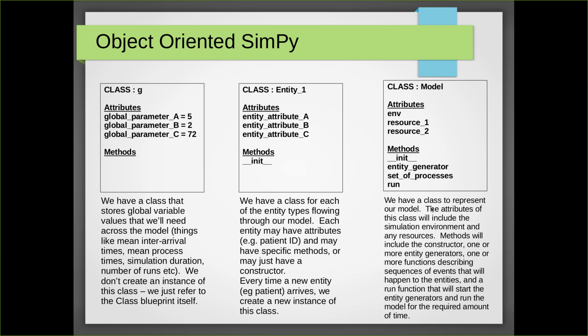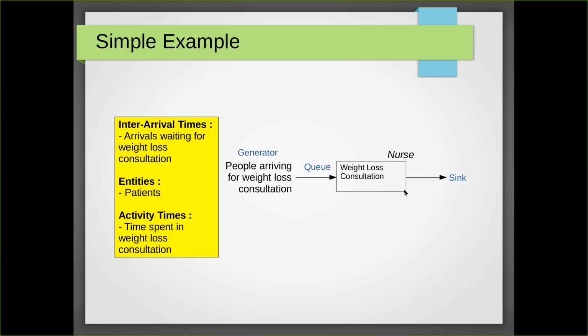And in that, I'm going to put all the stuff that's related to the model itself. So the simulation environment, the resources that are going to be needed, and the methods that are going to get all the interesting stuff going. So how I'm going to generate these entities that I've now got as a separate class, how I'm going to describe the journey they go through, etc. So we've divided this up into those boxes to make it easier and more elegant to be able to write our simulation. So let's have a look at that in practice.